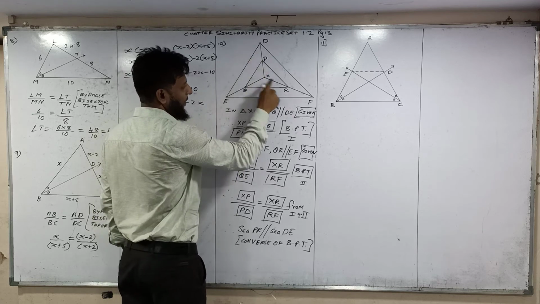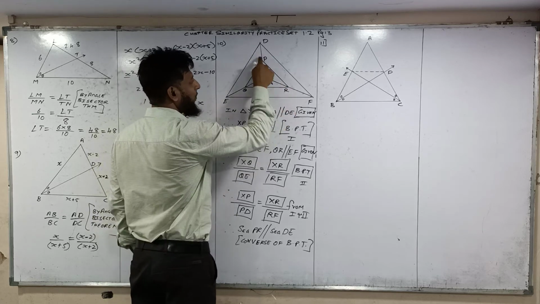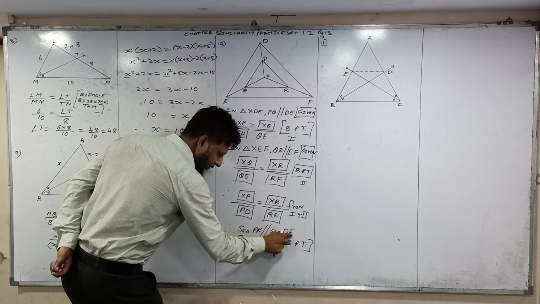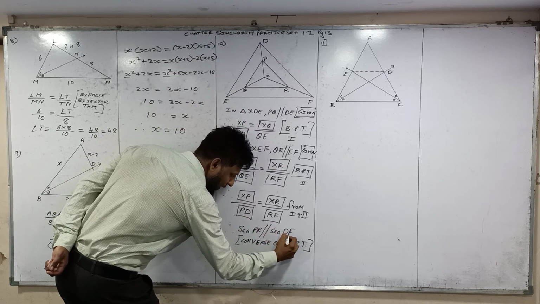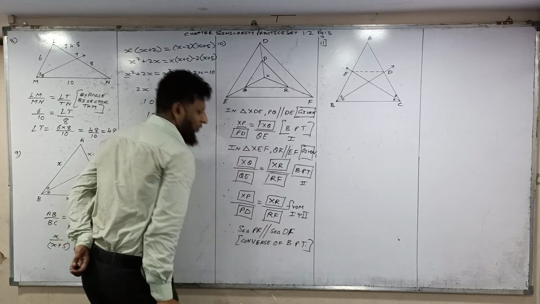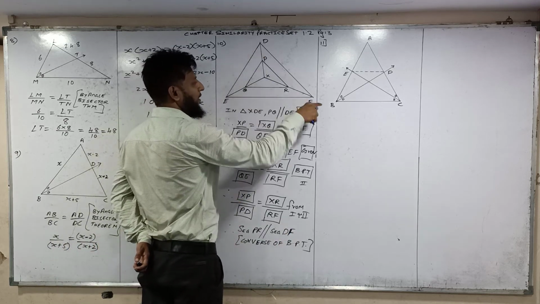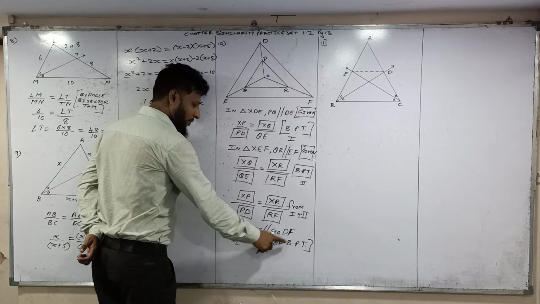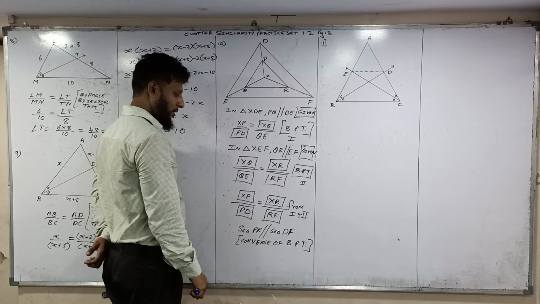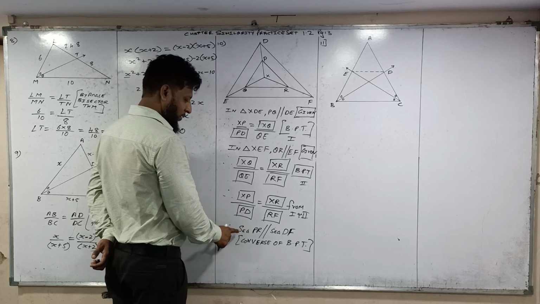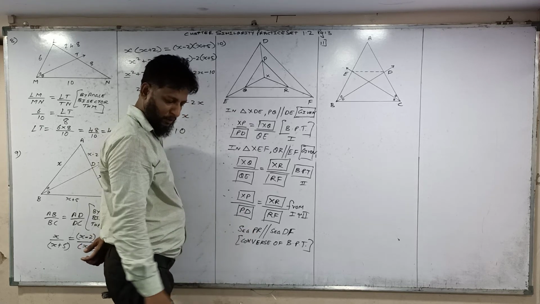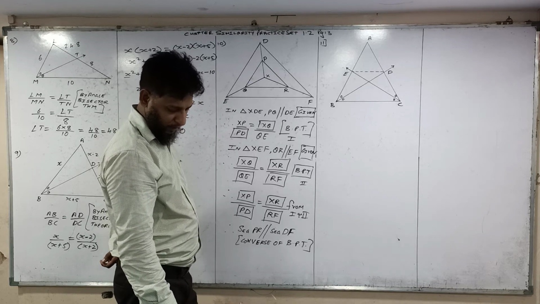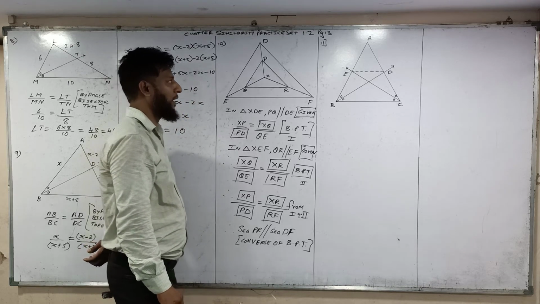XP upon PD is equal to XR upon RF, so PR is parallel to DF. In the textbook it is written DE, but it is DF. So PR parallel to DF by converse of basic proportionality theorem. That is what you have to prove, by converse of basic proportionality theorem.